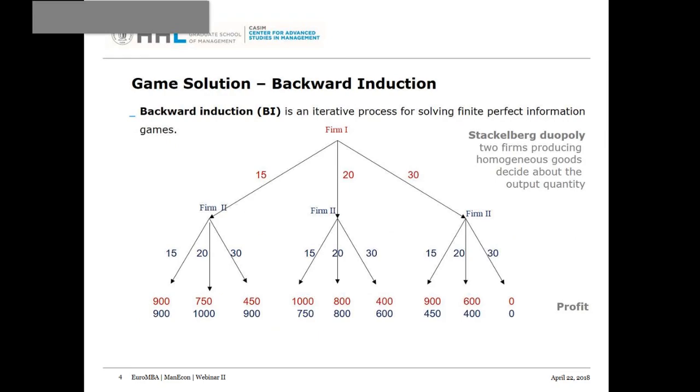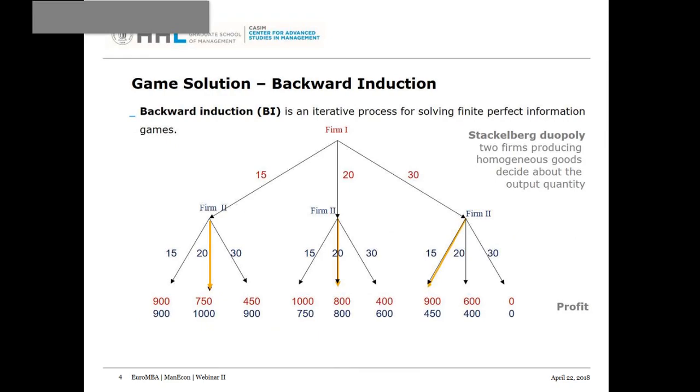So how does the backward induction work in this particular case? We start at the last point of the game. Here the last to move is firm 2, and we see what firm 2 would do if firm 1 decided to produce 15. We look at the payoffs of firm 2, and the highest in this case is 1,000, producing 20. We do the same for responding to firm 1 producing 20, and the highest payoff is 800 from producing 20, and if firm 1 produces 30, firm 2 produces 15 and maximizes profit.